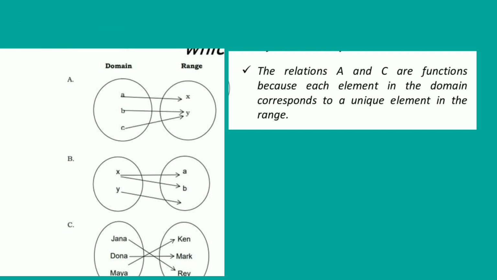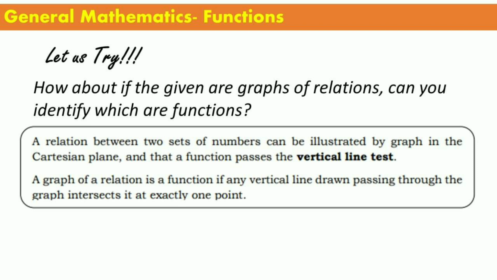Alright. Another thing, we are given a graph of relations. Then, how can we identify which are functions? We will discuss this first. A relation between two sets of numbers can be illustrated by a graph in the Cartesian plane, and a function passes the vertical line test. We have different kinds of lines; they can be horizontal and vertical. A graph of relation is a function if any vertical line drawn passing through the graph intersects it at exactly one point.